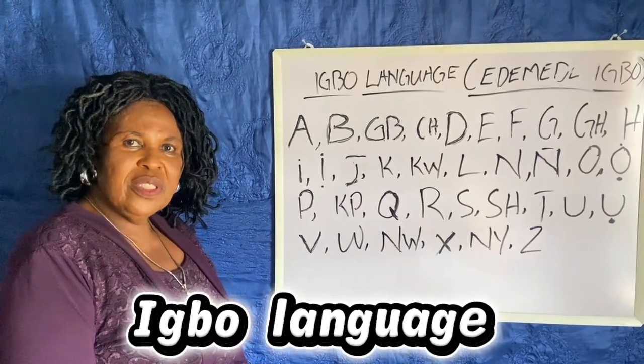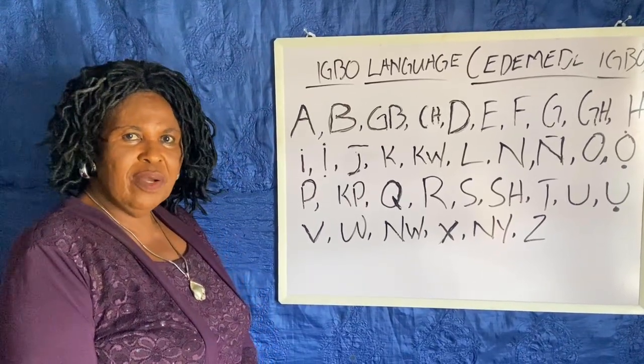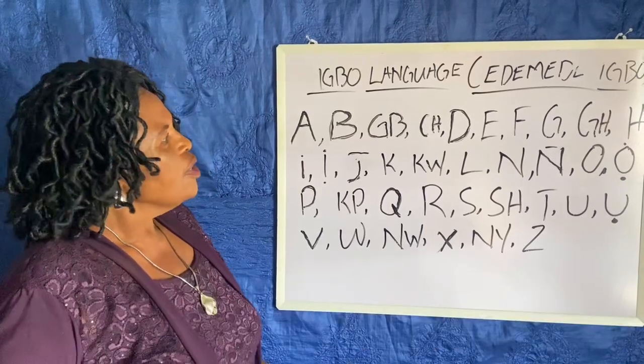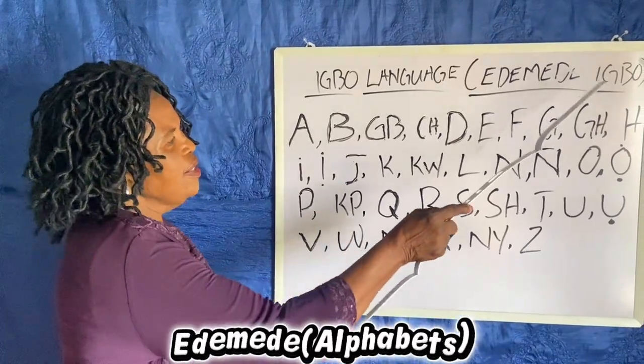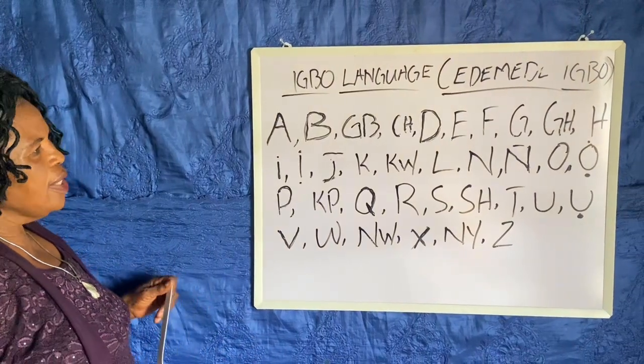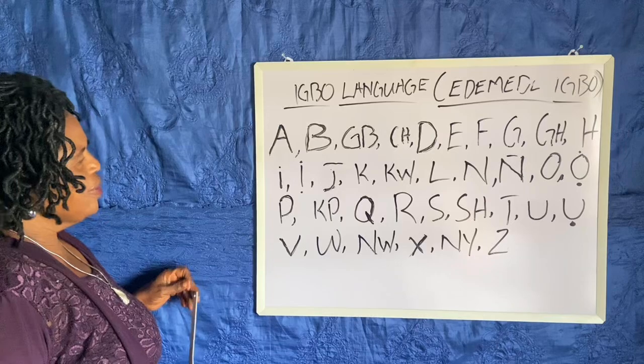In Igbo language, for you to know how to speak and write Igbo, you need to know how to pronounce the Igbo alphabet. They call these alphabets Edmede in Igbo. Today we are looking at them. You need to know the pronunciation so that we'll be able to form words with the alphabet.